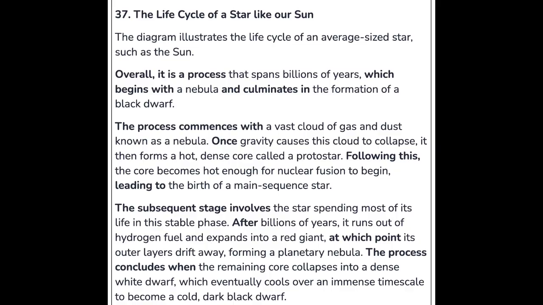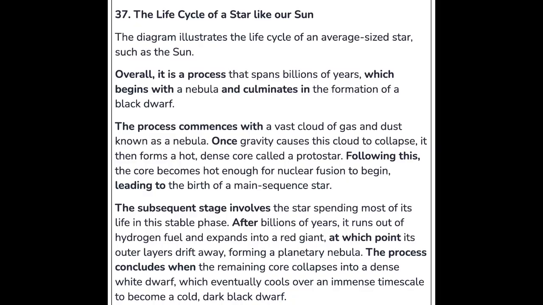Once gravity causes this cloud to collapse, it then forms a hot, dense core called a protostar. Following this, the core becomes hot enough for nuclear fusion to begin, leading to the birth of a main sequence star. The subsequent stage involves the star spending most of its life in this stable phase.